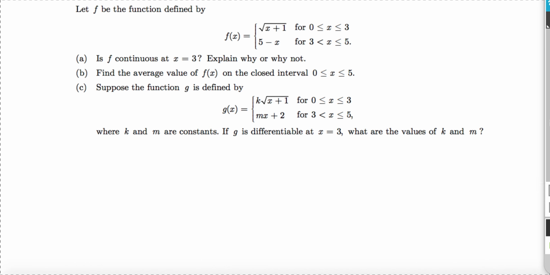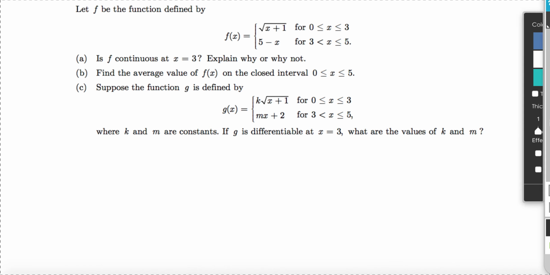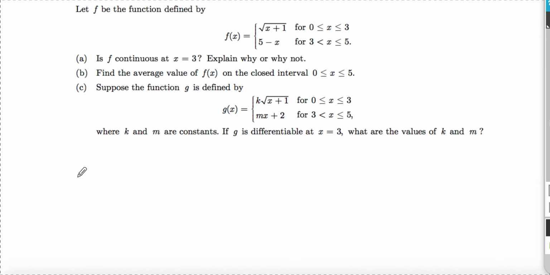All right, let's take a look at our last part, part C. Suppose the function g is defined by this other piecewise function. K and m are constants. If g is differentiable, a new word we've not seen today, at x equals d, what are the values of k and m? So differentiability, this is a good reminder, and we'll write some things down below as well.